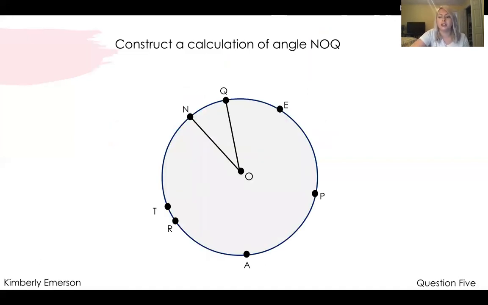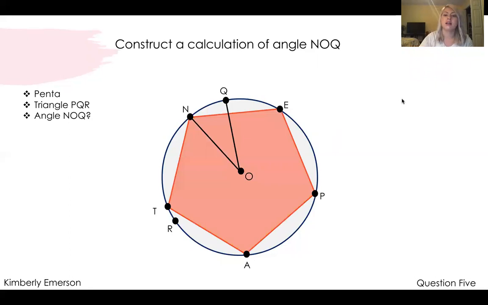What we're going to do here is our question 5. Let me go back. We are going to construct a calculation of angle NOQ, and by doing so, we are going to label a couple of things first. First of all, we have our penta, which is P-E-N-T-A. Penta obviously stands for pentagon, but the way I remember it is we say penta because we know penta has 5 sides. Let me click on my image. There's our penta constructed.